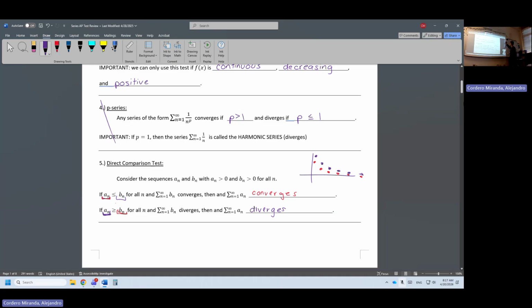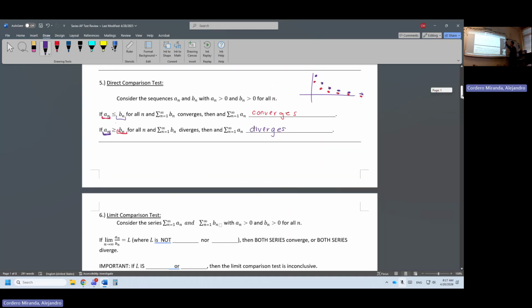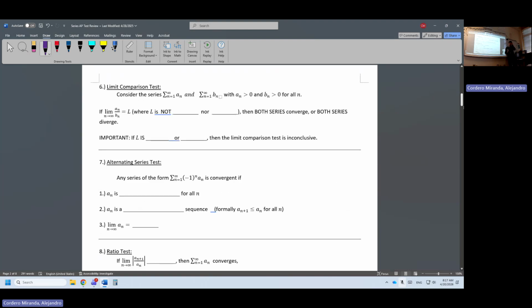Okay. All right. That's the direct comparison test. On the back, you got the limit comparison test, which basically you can use if the direct comparison test isn't super obvious or it doesn't work the way you want. Like if your red one is smaller than your purple one, but you need it to be bigger, then you can use the limit comparison test. In fact, remember the limit comparison test always works, whereas the direct doesn't always work.